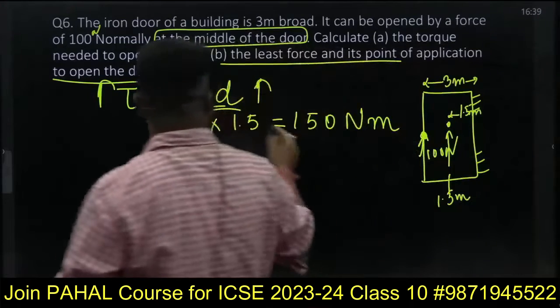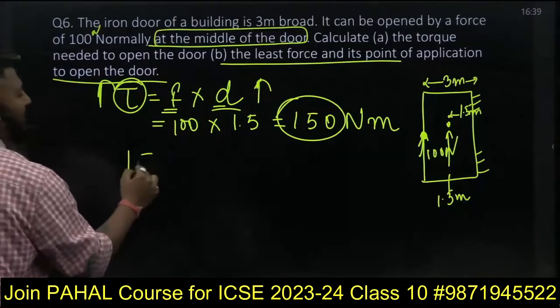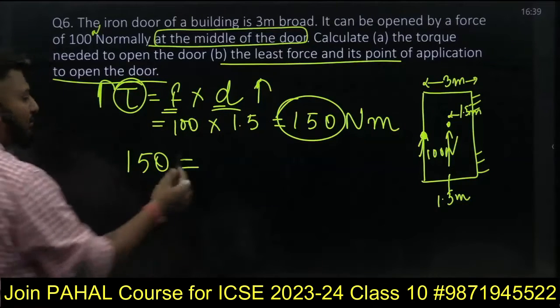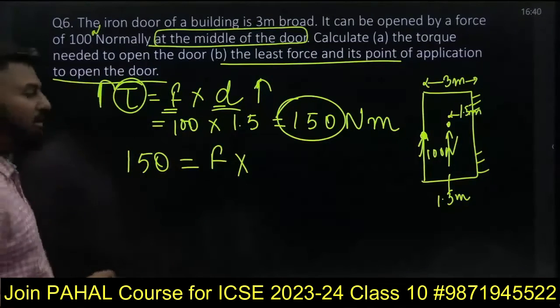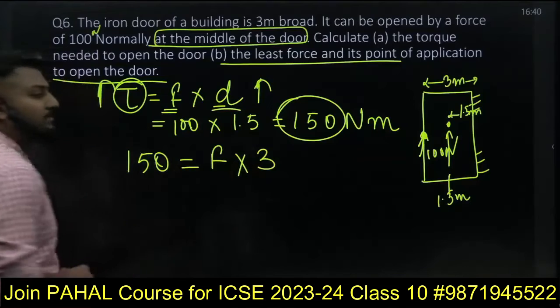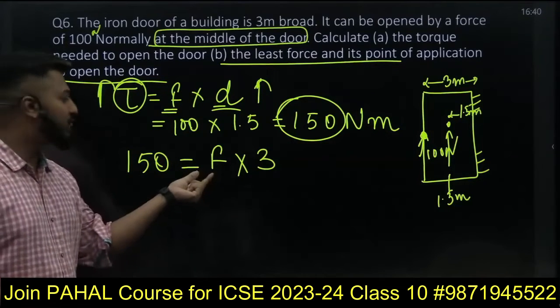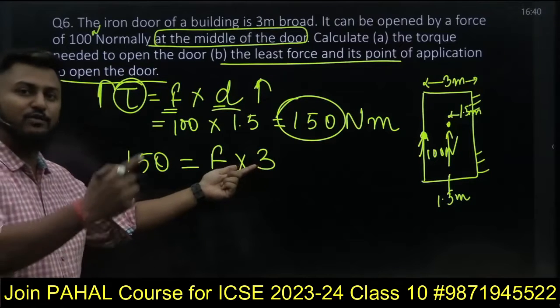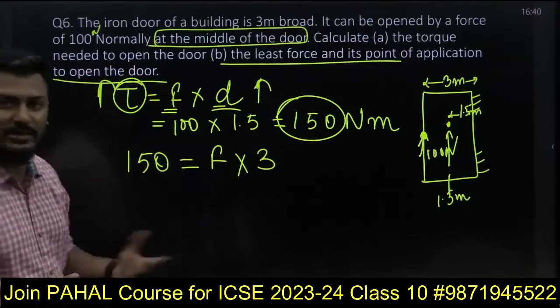Okay, so that means the torque is the same for opening the door. Torque is 150 Newton meter. We have to find the minimum force. So let's say the minimum force is F, and now the distance would be 3 meters. Yes or no? To find the minimum force, what did we do? We don't know how much the minimum force is, so we took it as F. If we apply the force at the maximum distance, we will have to apply the minimum force. So how much can the maximum distance be? 3 meters. So we took 3 meters.